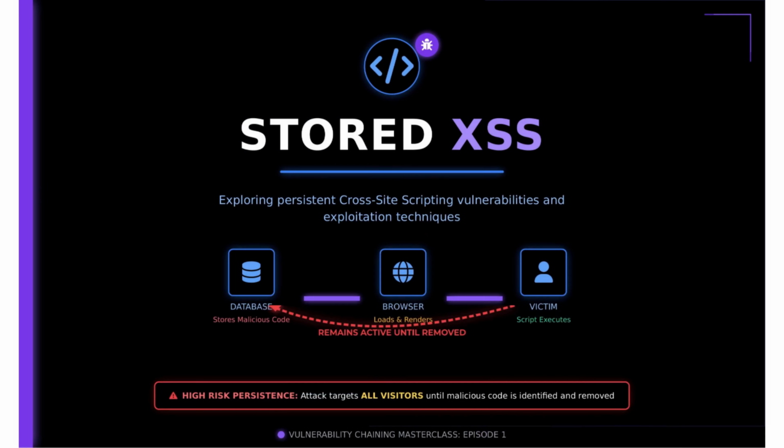Next, stored cross-site scripting or stored XSS. Unlike reflected XSS, this is persistent. Malicious code is stored in the database, for example, in a product review or comment field, and every time a victim loads the page, their browser executes that code. The risk? It impacts every single visitor until it's removed.